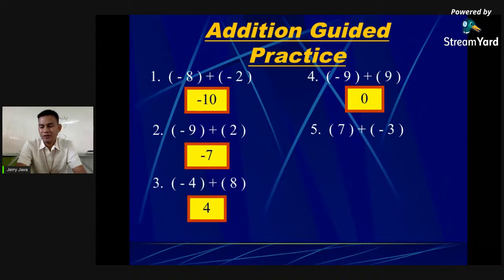Type in your answer now, kids. 7 plus negative 3. What is your answer? Write it down. We have 4, 4, positive 4, okay. 4, 4. Type in your answer.